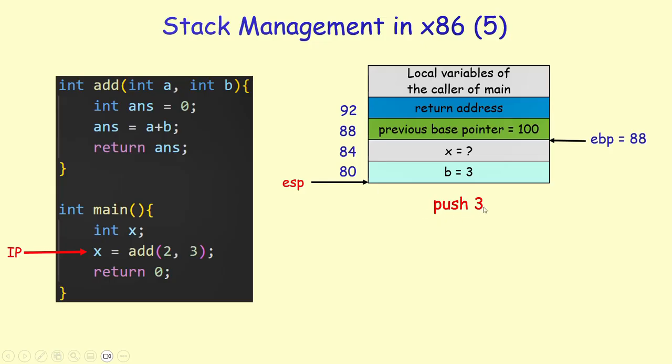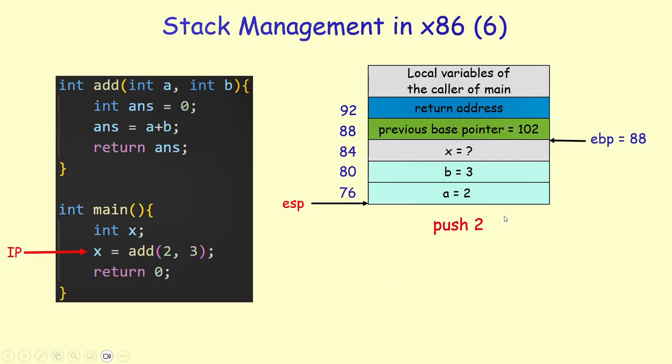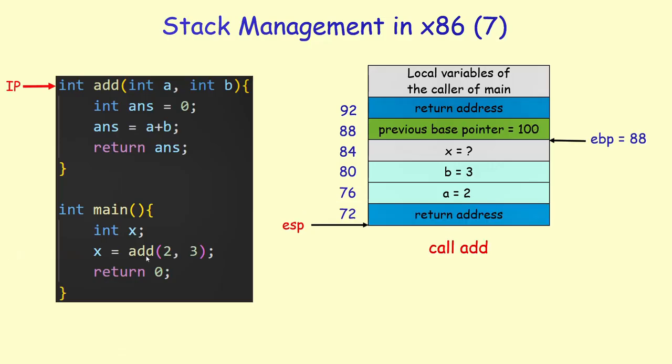Obviously, when we push the value of 3, the stack pointer is now 80 because it needs to move 4 bytes down. Next, we need to push the argument 2. That's going to be achieved by the instruction push 2. As you can see, that's going to be the value of the parameter a when we start executing add. And again, the stack pointer moves 4 bytes down. Now we can make the function call using the call instruction. So that's what we do. Call add. That's the next instruction in our assembly code.